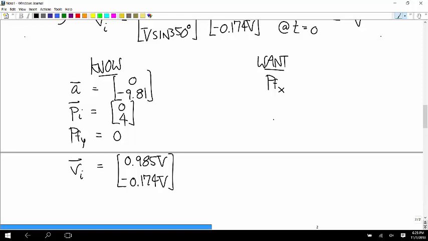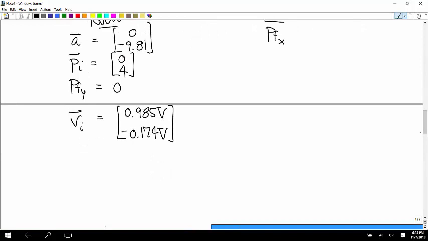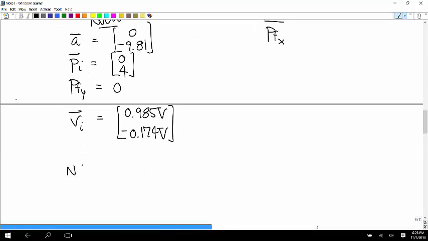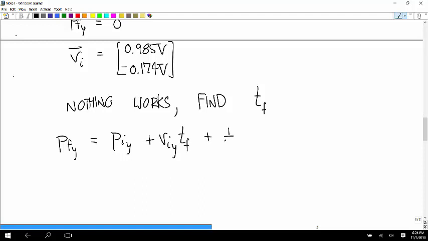So is there an equation that lets us solve for PFX? No. Nothing works. And so we're going to do what we usually do, and that's solve for time final. That's the intermediate variable we normally use in a two-dimensional problem. So the equation that we're going to use is PFY is equal to PIY plus VIY TF plus 1/2 AY TF squared.